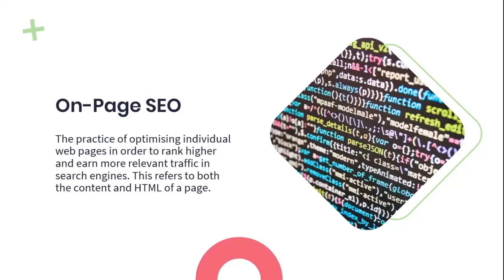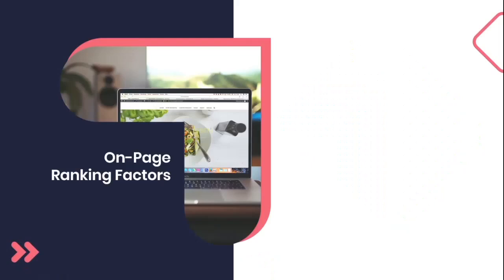So first of all, we have on-page SEO. On-page SEO is the practice of optimizing individual web pages in order to rank higher and earn more relevant traffic in search engines. So not only Google, but Google is one of the biggest. On-page refers to both the content and the HTML. You know that one. It's the source code of a page that can be optimized. All right, we've already covered that, and we'll continue to as we progress through this entire course. The on-page ranking factors are content, title tags, meta tags, URLs, and alt text.